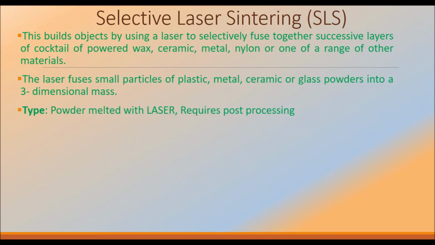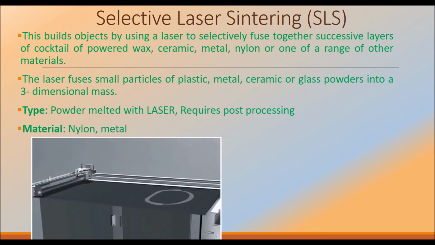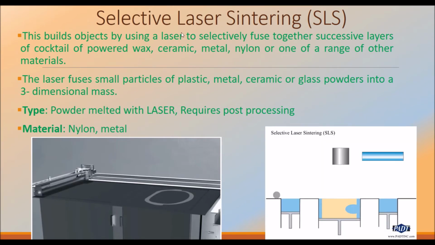And the type you are using in this machine is powder metal with laser, and it requires post processing. The next materials you are using are nylon and metals. So this is the GIF regarding the SLS.